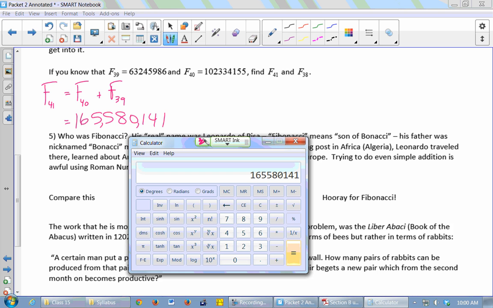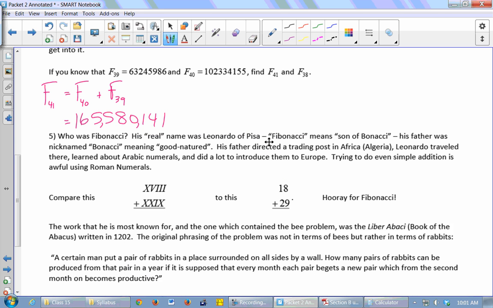Could I figure out what F38 is? Subtract them, yeah. So I would subtract, and if it's not clear to you why you would subtract, I would do F40 minus F39, and that should give me F38, because F38 plus F39, any 2 Fibonacci numbers added together should give you the next number in the list, F40. So if you want F38, subtract F39 from both sides.